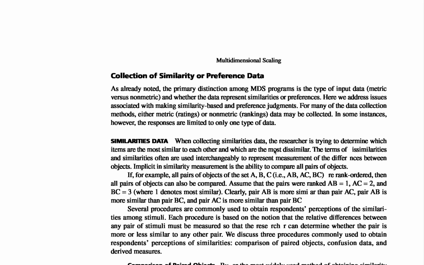This is part three of the video about collection of similarity or preferences data. This is a part of multidimensional scaling. As already noted, the primary distinctions among the multidimensional scaling programs are the type of input data, matrix versus non-matrix, and whether the data represents similarities or preferences. Here we address issues associated with making similarities-based or preferences judgments.